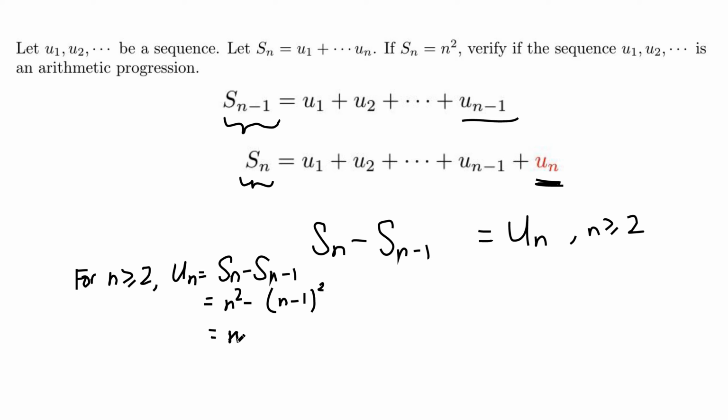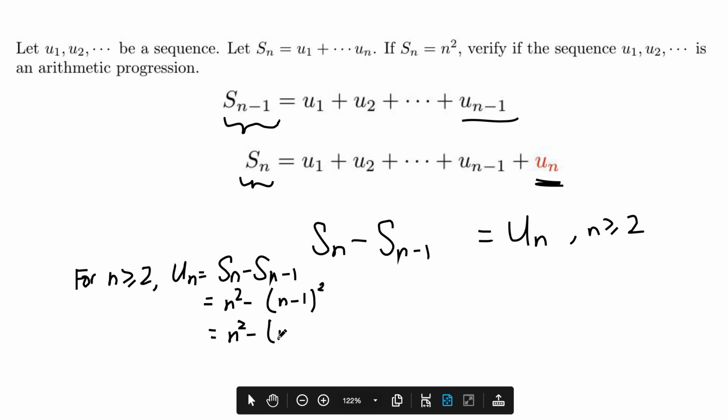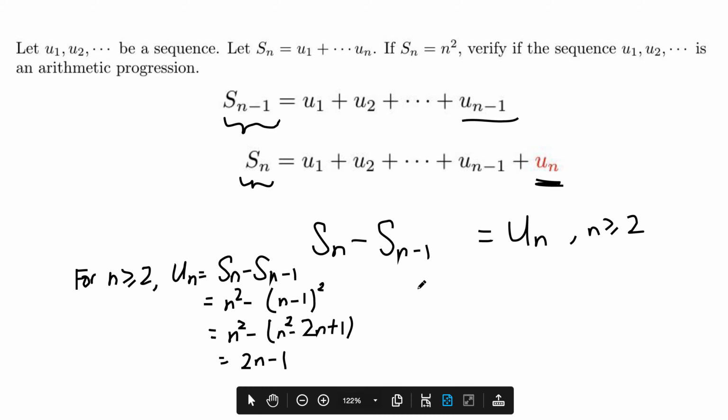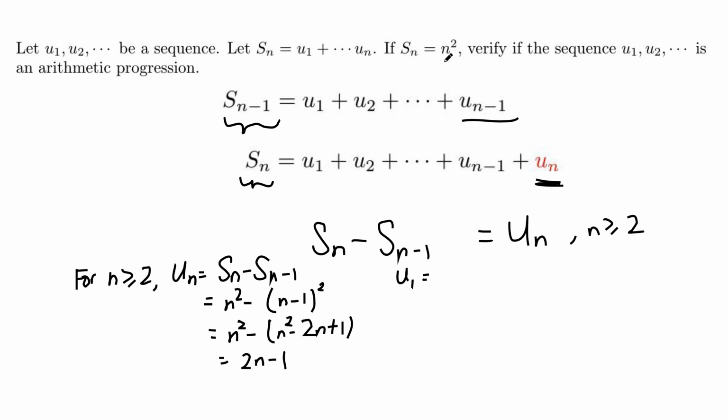Okay, so if we expand this out, we get n squared minus n squared plus 2n minus 1, which will just give us 2n minus 1. Okay, so we got the general formula for un for n greater than or equal to 2. But we still have to check n equals 1 as well, right? So we have to verify that u1 satisfies this relation as well. So u1, this is very important as you'll see later, okay? u1 equals 1, right? Because S1 equals 1 squared.